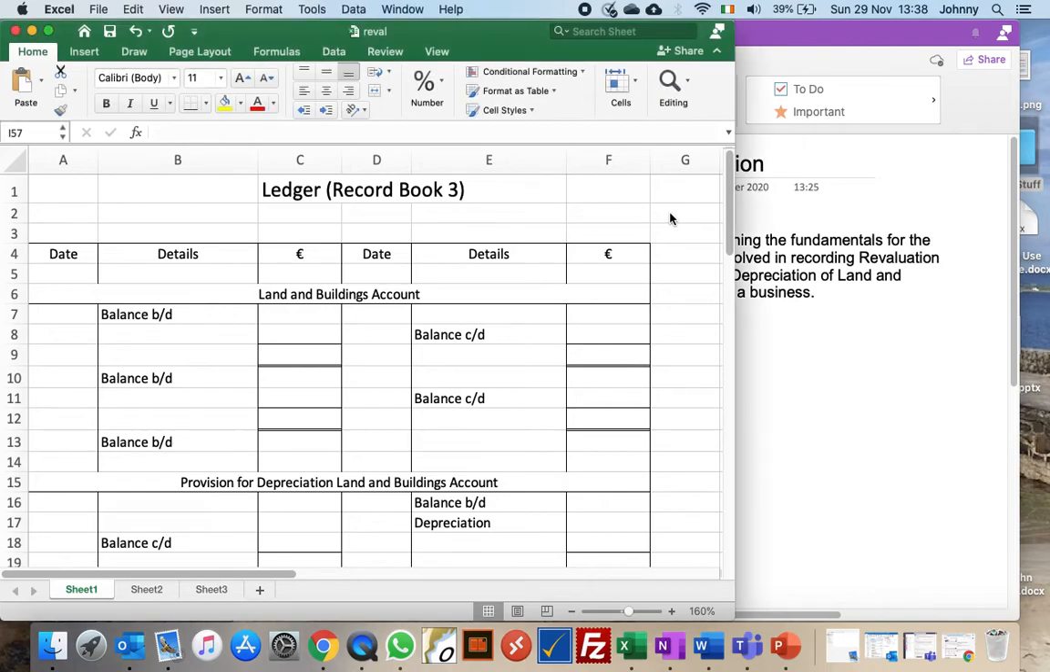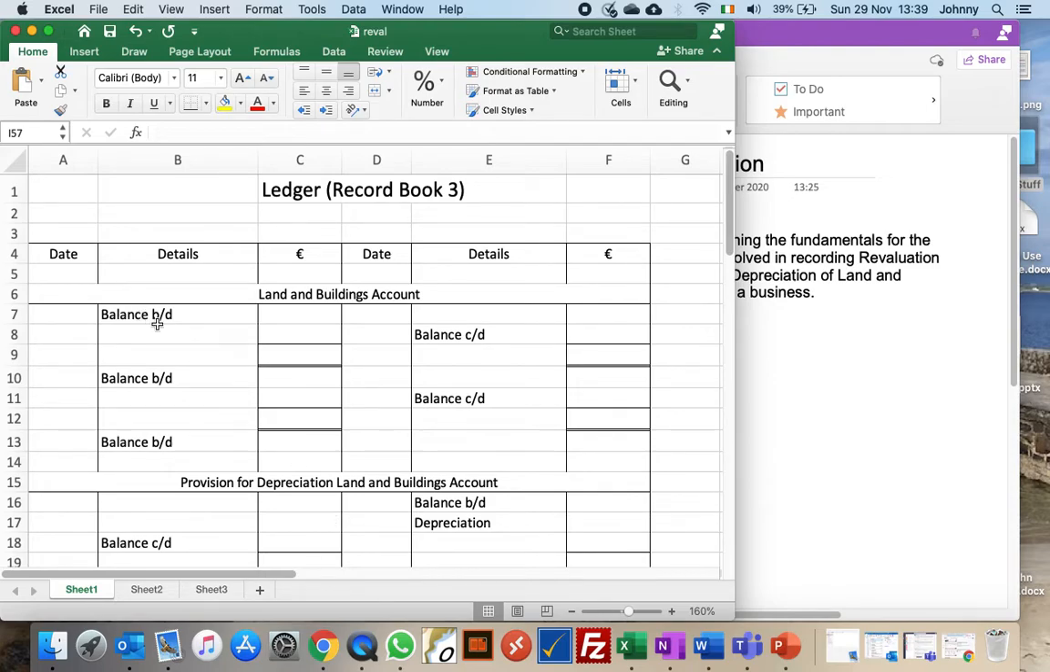So the idea of this video is just to explain the logic behind revaluation. Revaluation tends to be something that happens to land and buildings, and remember, land is not depreciated. Land usually stays stable or increases in value, whereas buildings do get depreciated. That becomes relevant when we start looking at our provision for depreciation account down here.